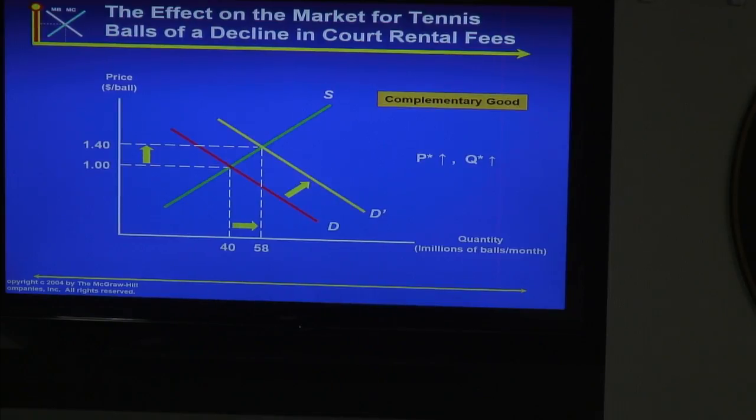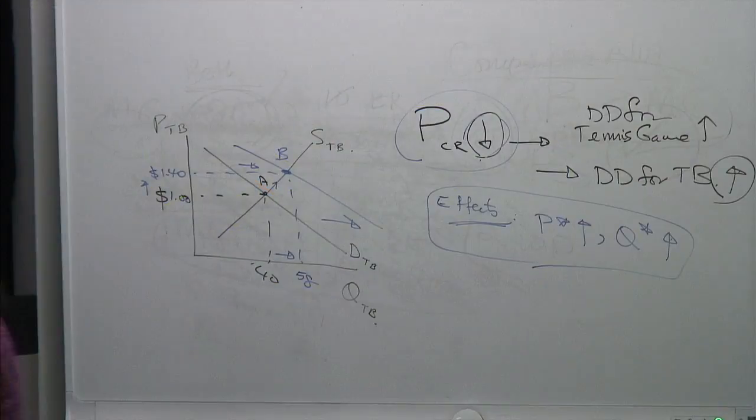Okay, so the thing that I want to highlight is, see that the price of a complementary good has come down. Another effect is demand for a tennis ball has gone up. So they move in the opposite direction, one down, one up. And vice versa. Let's look at another example for substitute good. Let's see.